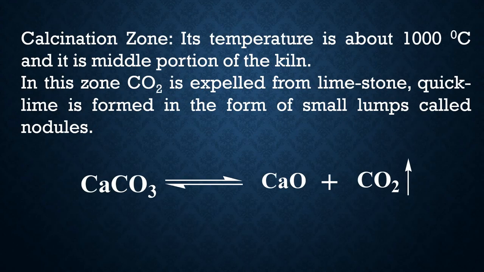Calcination zone. Its temperature is about 1000 degrees and it is in the middle part. In this zone, the CO2 is expelled. In the first part, only the water is removed and the temperature is maintained around 100 to 500. But in this calcination zone, the CO2 that is present is removed and the temperature maintained here is 1000 degrees.